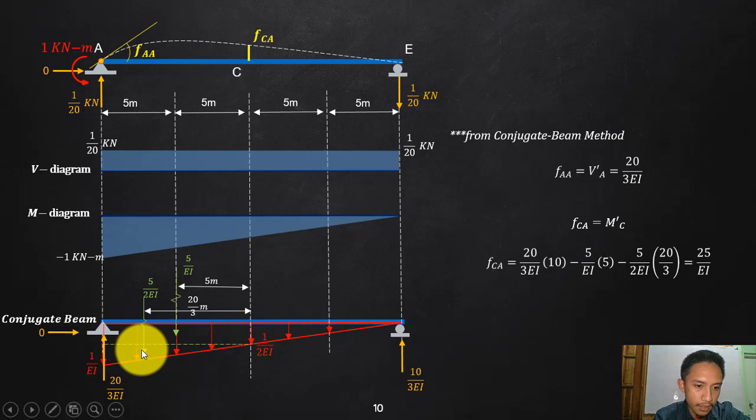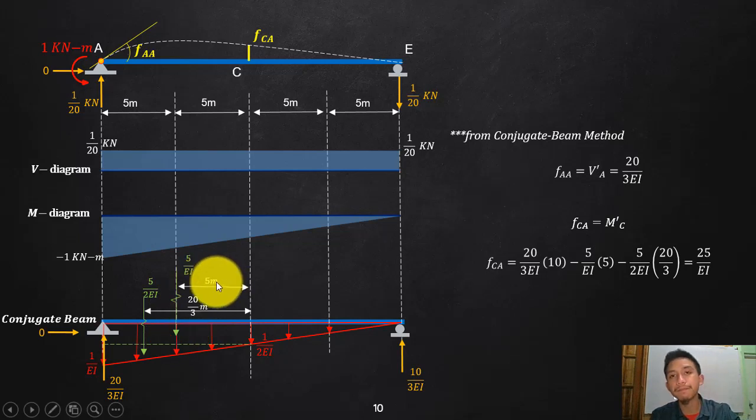Getting the value of the triangle, that will be 5 over 2 EI. And then the value of the rectangle is 5 over EI. And the centroids of those are given by this distance. You can check that one if you want. The centroid of this triangle is 2/3 of 10, which is 20 over 3. And the centroid of the rectangle is exactly at the middle, so that is 5.